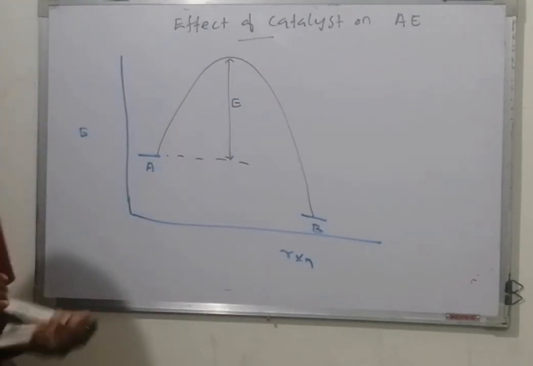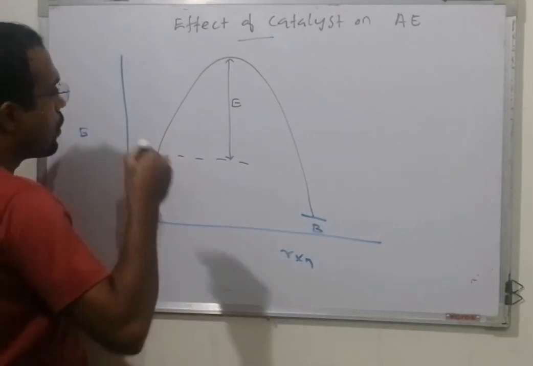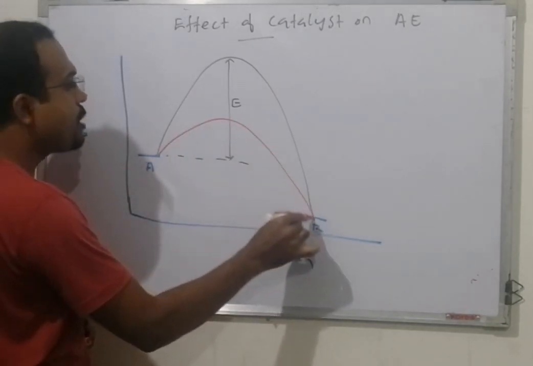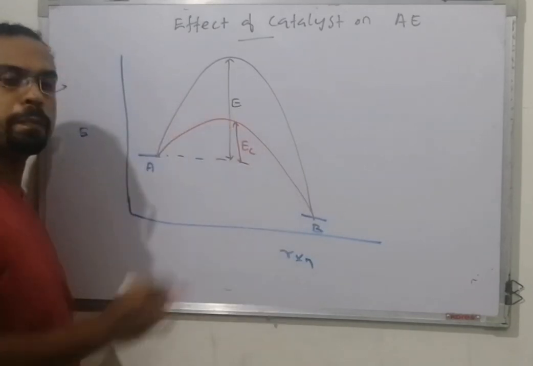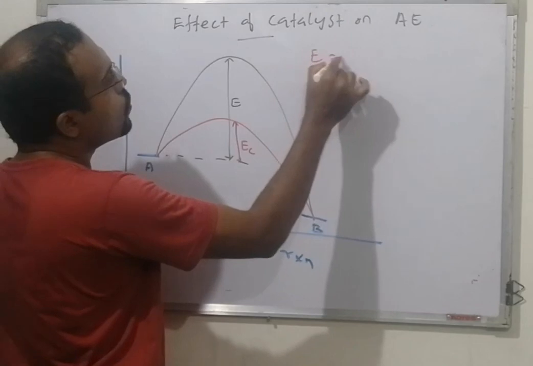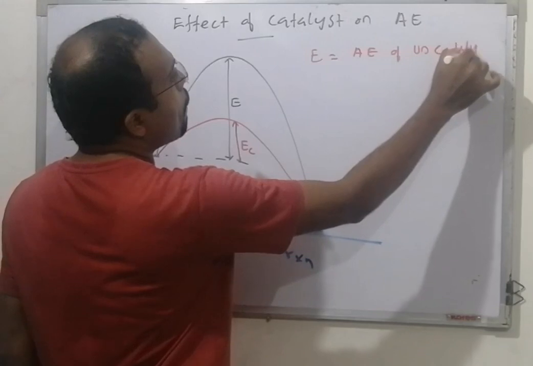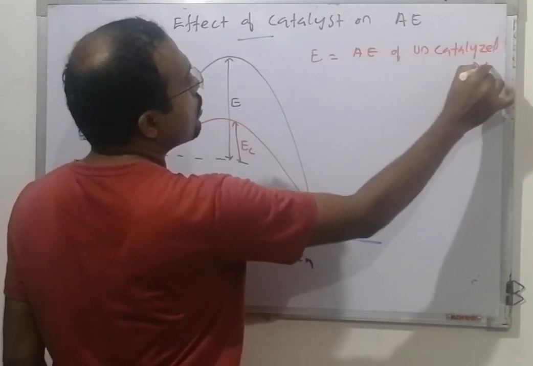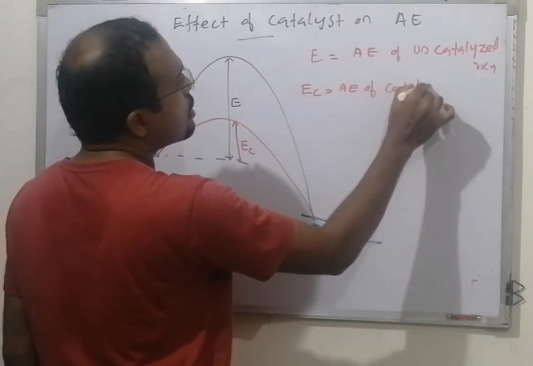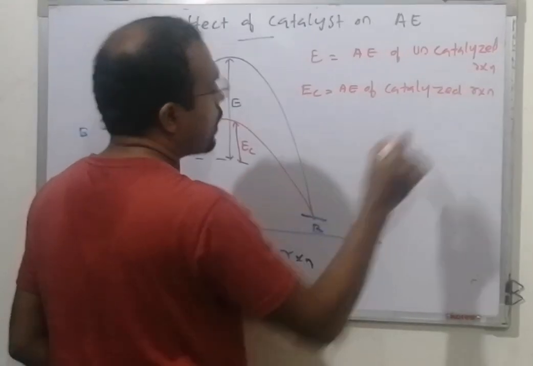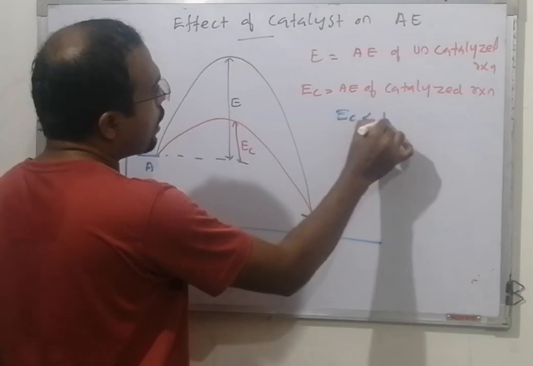Now I add some catalyst. You know what happens? Same reactant, same products. But the activation energy decreased. Now what is activation energy? This is EC. Therefore, E is equal to activation energy of uncatalyzed reaction. EC is equal to activation energy of catalyzed reaction. Obviously, EC is less than E.